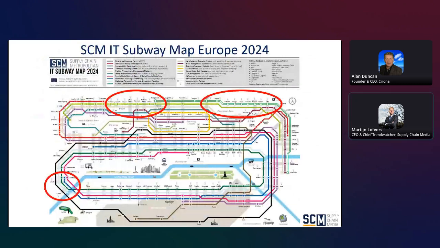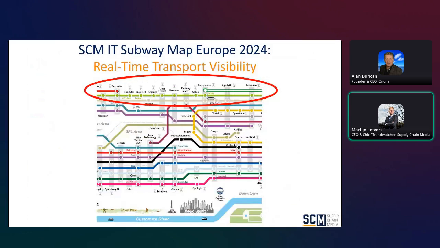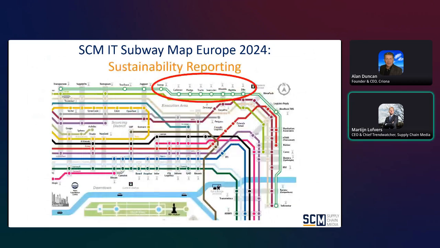IT SuperMed, there are a lot of things happening on real-time transport visibility. Vendors are popping up. You see them, Forecast, Project 44, and you name them. Then again, on sustainability, more and more new vendors are popping up because of CSRD. Look at Sweep, CarbMe, and the likes.